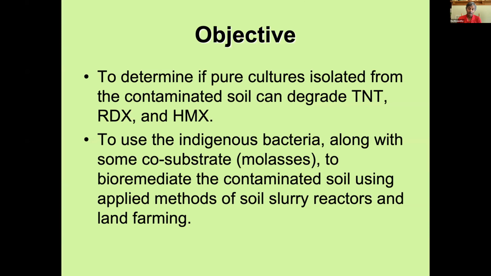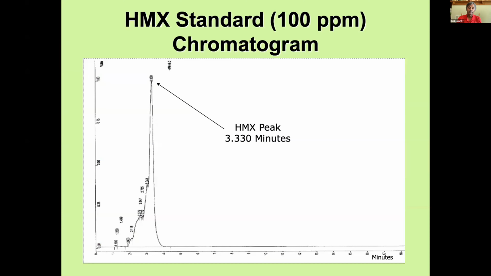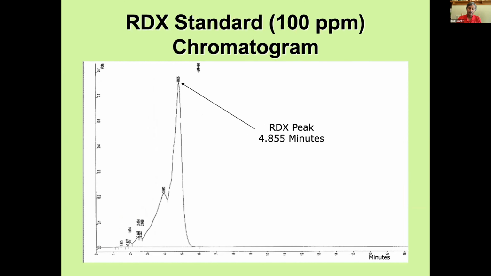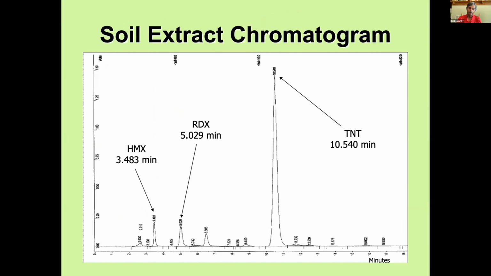Maybe there's the lack of microbes, right? So we took the sample, analyzed, characterized it, and did the standard HPLC analysis. These are the various standards we ran. And then if you look at the soil extraction, you can see these three peaks that are the major compounds, TNT, RDX, and HMX. So our concern is to try to remove these three compounds from the soil.